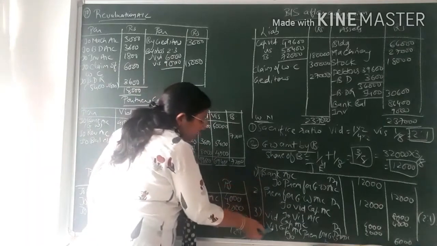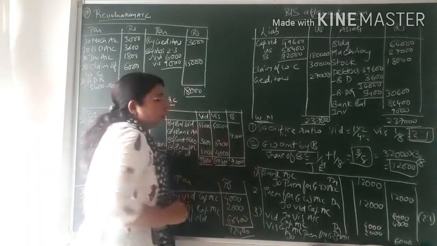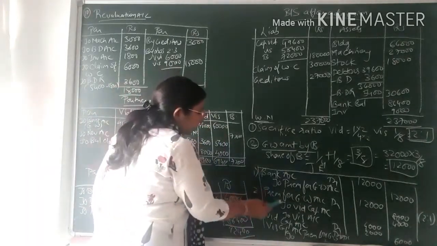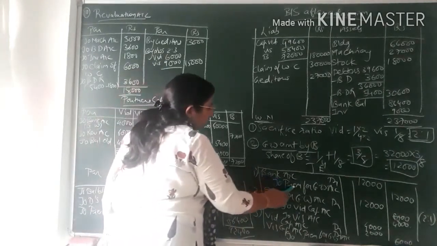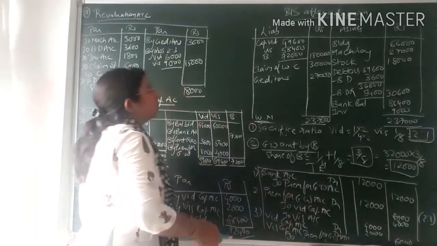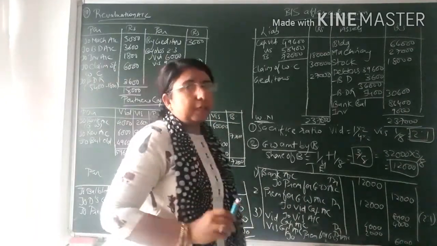Now the journal entries of which we have to do the posting in the related account. So I have written the related journal entries of goodwill. You can see the first journal entry that I have written: bank account debit to premium for goodwill account credit. Students, here it has been given in the balance sheet, that is bank.